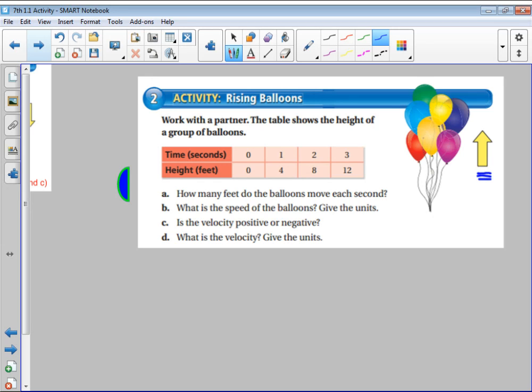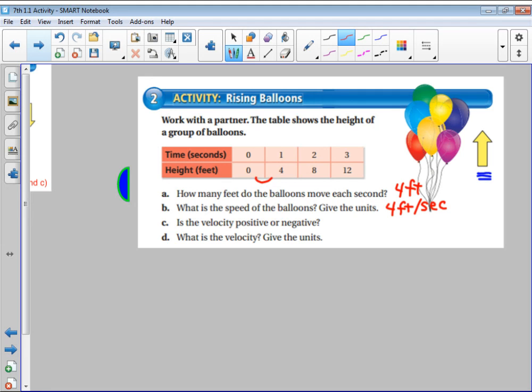Okay, so for our answers for letter A, it says how many feet do the balloons move each second? Well, I can identify from up here that it changed 4 feet. What is the speed of the balloon? So speed is including the unit of measure as well as the time. So the unit, well, it was still 4 feet. And then per, the amount of time was second.